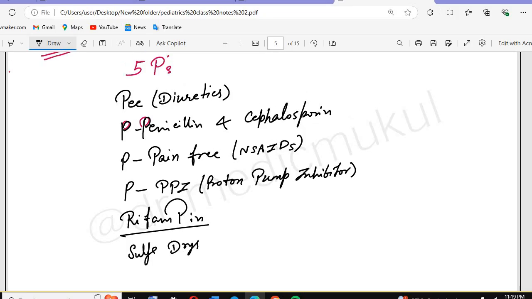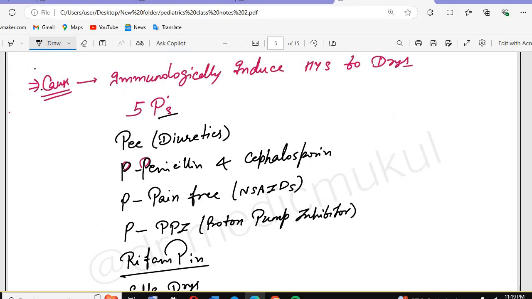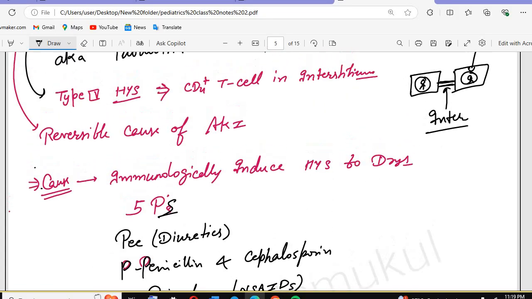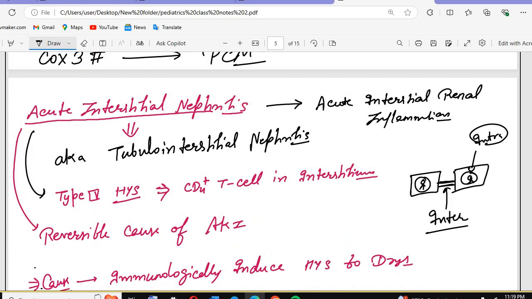You have to remember the short form, PS would be there. So there is P for diuretic drugs, penicillin and cephalosporin, then pain-free drugs like NSAIDs, PPI proton pump inhibitors, and rifampin or sulfur drugs. They all cause acute interstitial nephritis, also known as tubulointerstitial nephritis. Is that clear?